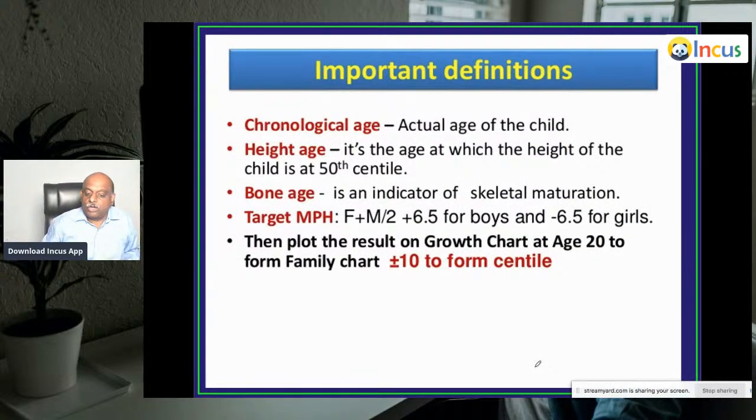So doctor, chronological age means actual age of the child. Height age means it is the age at which the height of the child is 50th percentile.